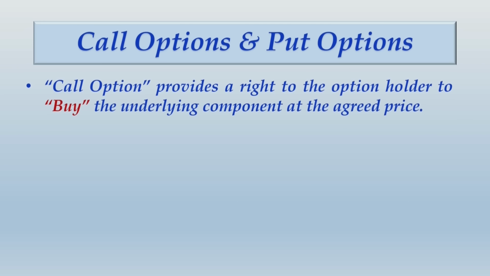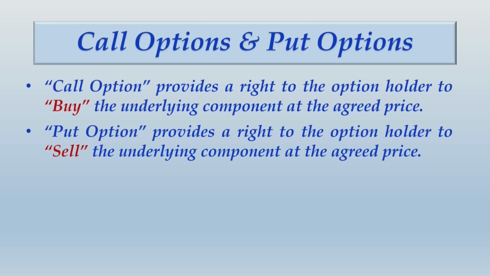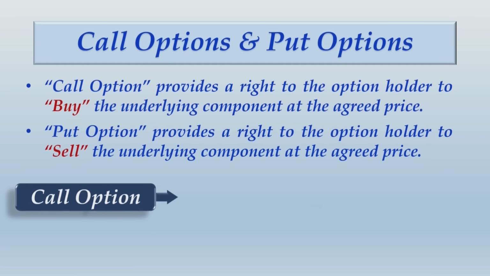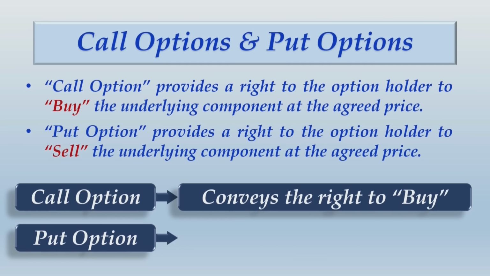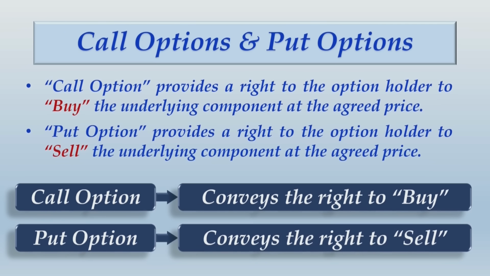Call option provides a right to the option holder to buy the underlying component at the agreed price. Put option provides a right to the option holder to sell the underlying component at the agreed price. So what is a call option? An option that conveys the right to buy. What is a put option? An option that conveys the right to sell.